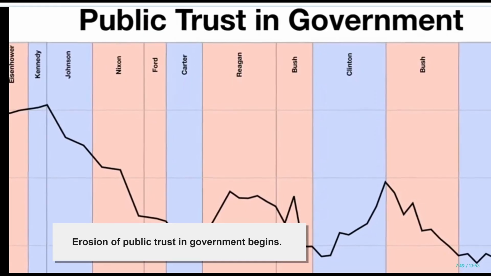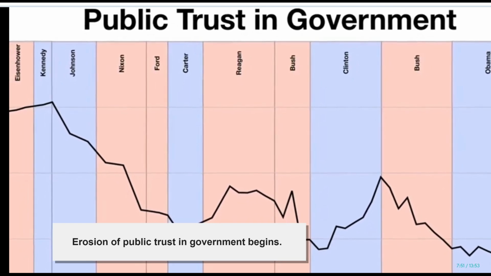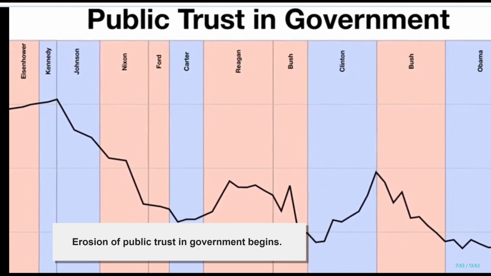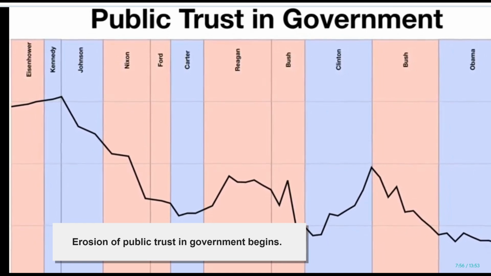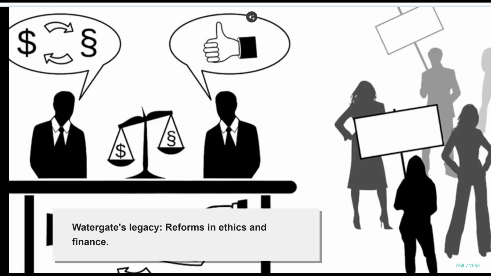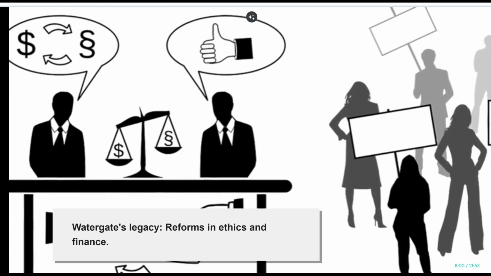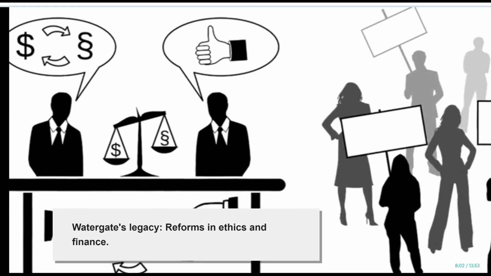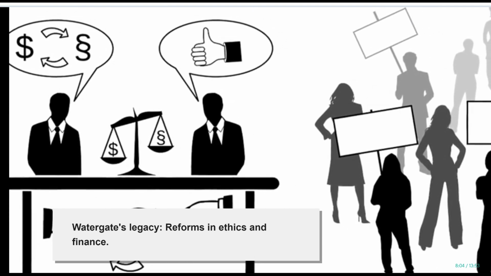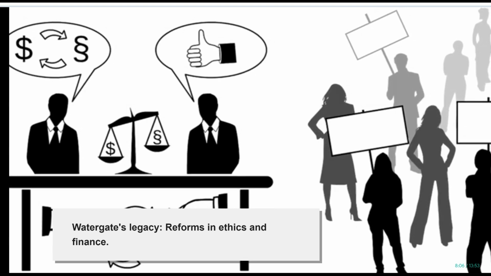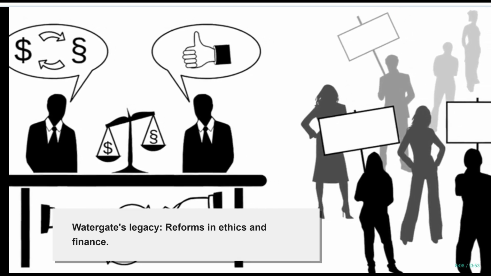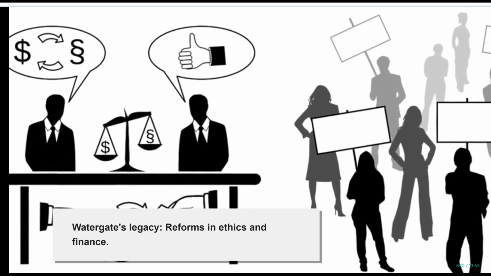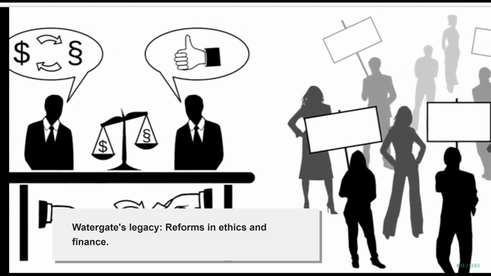The Watergate scandal eroded public trust in government institutions, ushering in an era of heightened skepticism towards political leaders. It also led to significant reforms in campaign finance and government ethics laws. The ripple effects of Watergate continue to influence American politics today, serving as a cautionary tale about the abuse of power and the importance of checks and balances in democratic systems.